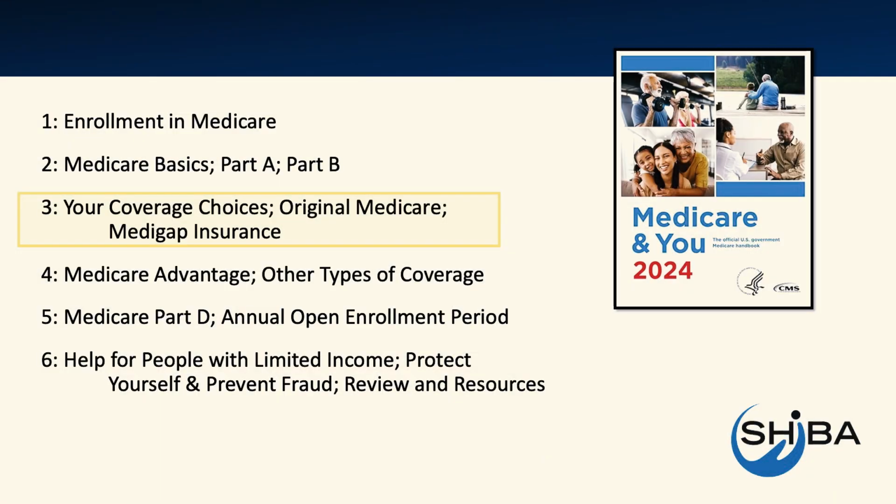This program will provide an overview of Medicare and is divided into 6 sections. You can find this information in greater detail in your Medicare and You Handbook, which is mailed to people with Medicare and can be found on the Medicare.gov website. For easier understanding, you are encouraged to view the parts of this series in order. Welcome to Part 3 of this educational series.